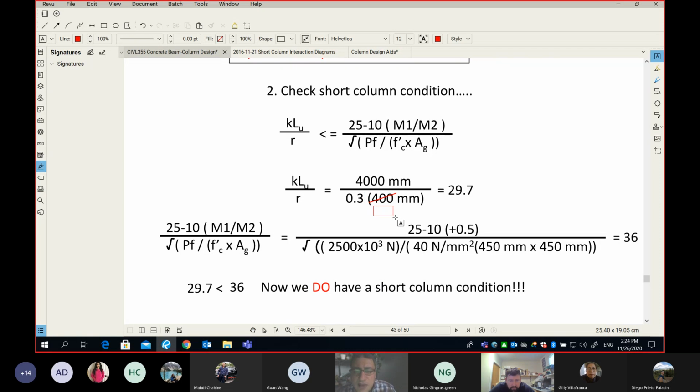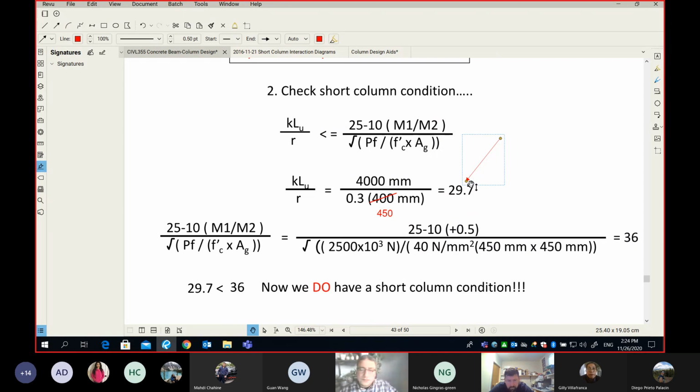So the length of the column doesn't change. However, the dimension of the column already has changed. So don't use the old dimension. Use the new dimension, 450. And again, we're on the safe side, because I bet you if you use 450 instead of 400, for sure this number will be less than 29.7. Can I get the right number, please?